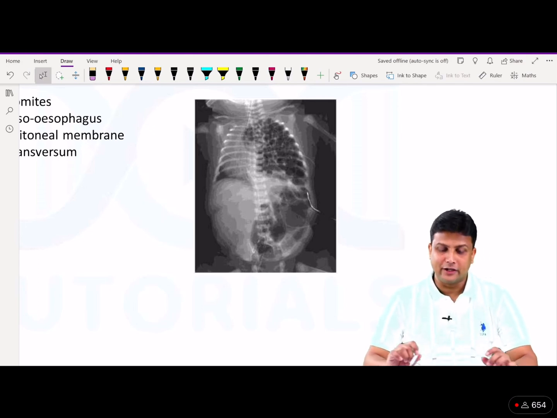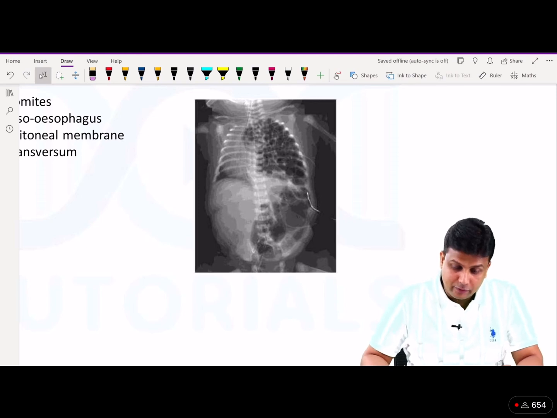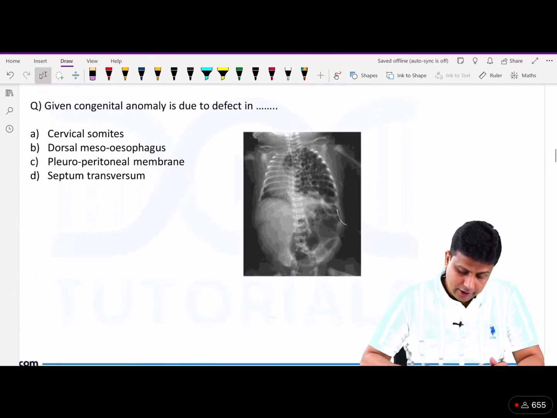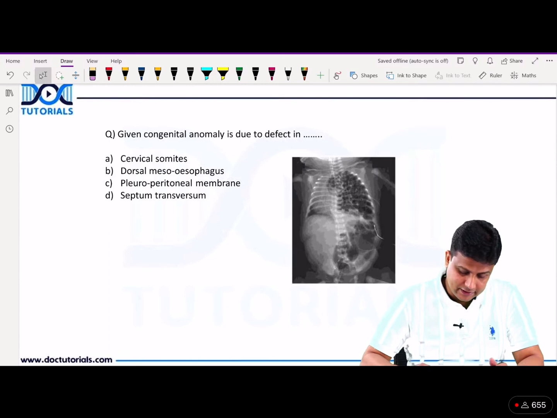Yes, very good guys, very good. I'm really happy. Very good Dipesh, Soni, very good Prashant. Actually, the image is showing you the congenital diaphragmatic hernia. Congenital diaphragmatic hernia. Okay. Now, in this congenital diaphragmatic hernia, it's due to what? What is the reason for this one?